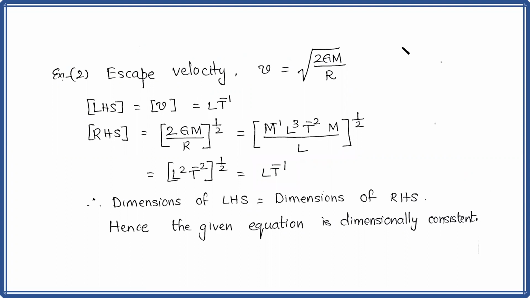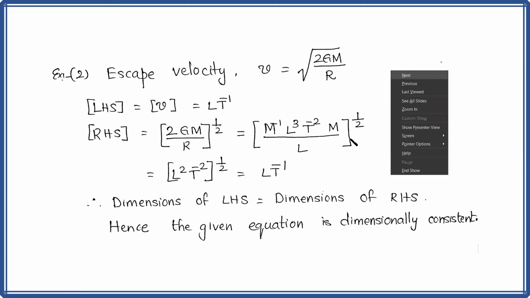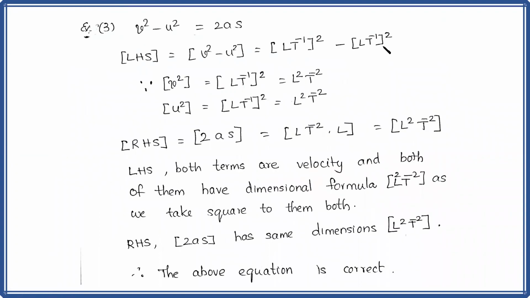Now let's go for another example. It's good to see as many examples as possible because it helps us learn better. Now, we have taken one equation here, that is v^2 minus u^2 equals 2as.